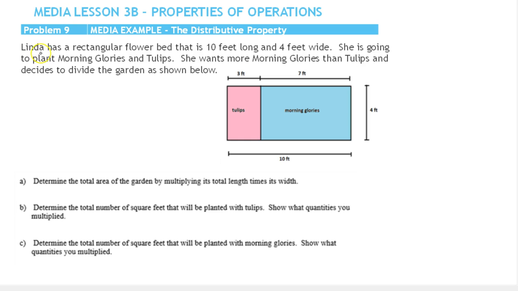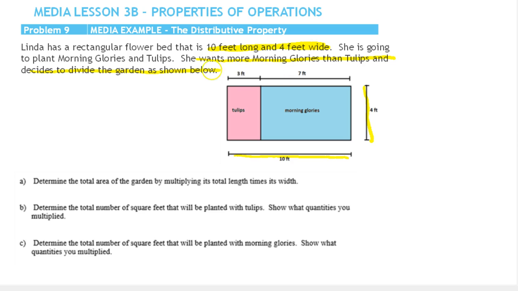So I'm going to highlight my givens. Linda has a rectangular flower bed that is 10 feet long and 4 feet wide. Okay, notice we're given this picture. Here's the 10 feet and here's the 4 feet. She is going to plant morning glories and tulips. She wants more morning glories than tulips and decides to divide the garden as shown below. So this piece represents tulips. That's where she's going to grow tulips, and here's where she's going to grow morning glories.